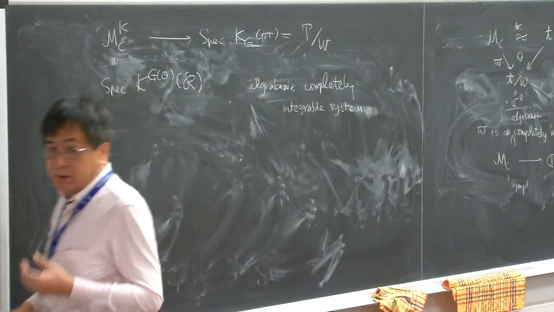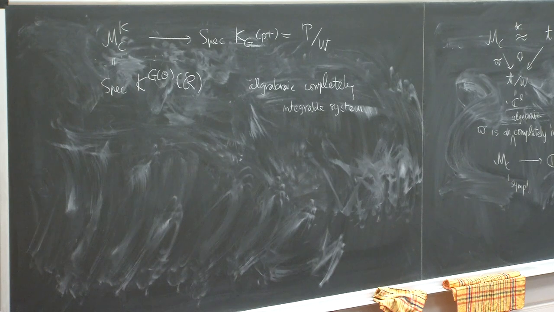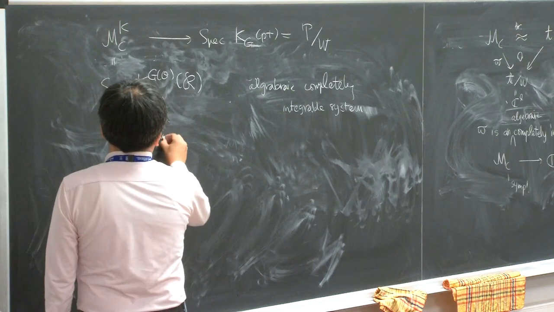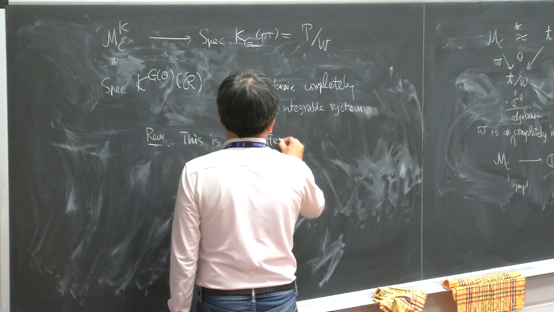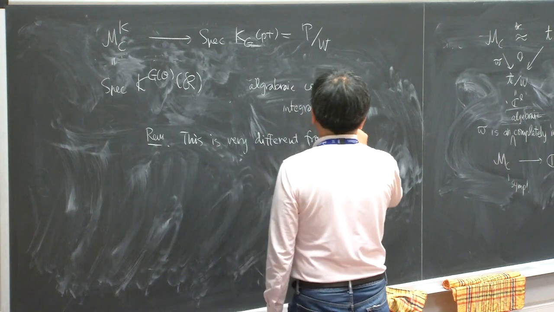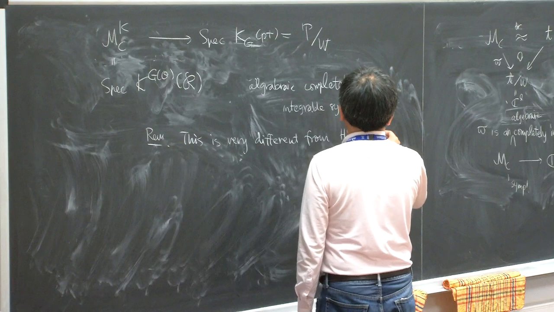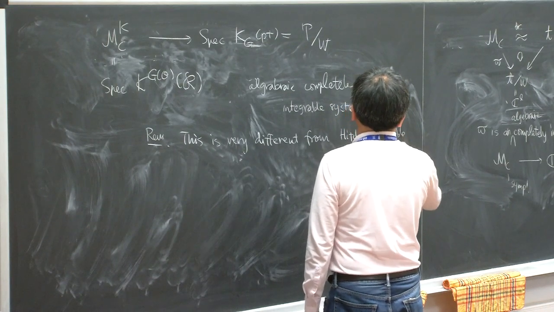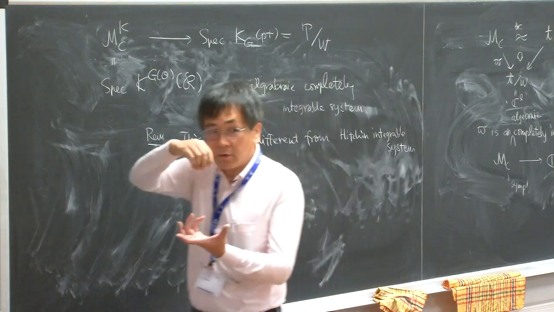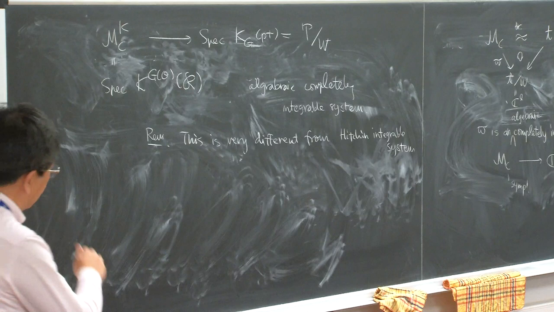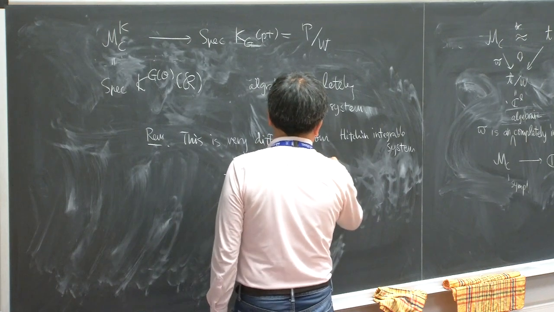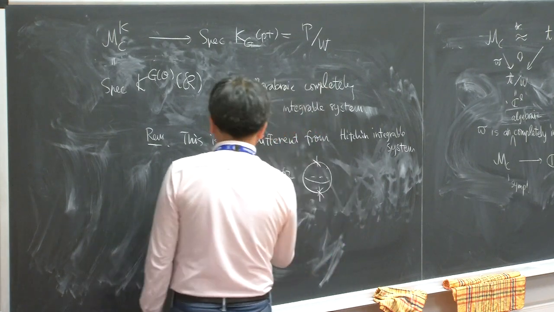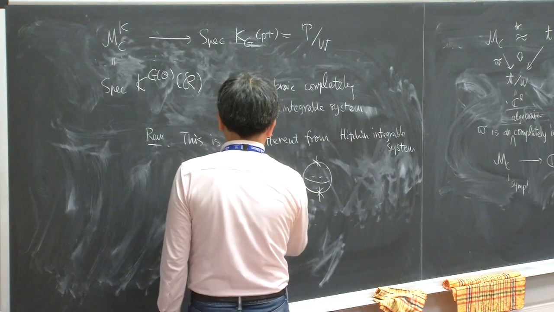So as I said, this M_C of K is something similar to the moduli space of Hitchin, the Higgs bundle considered by Hitchin. But it's very different from the Hitchin integrable system. The Hitchin integrable system exists only for the specific complex structure which we missed. And so it's defined for the source pole and north pole. And also the target space is a vector space.